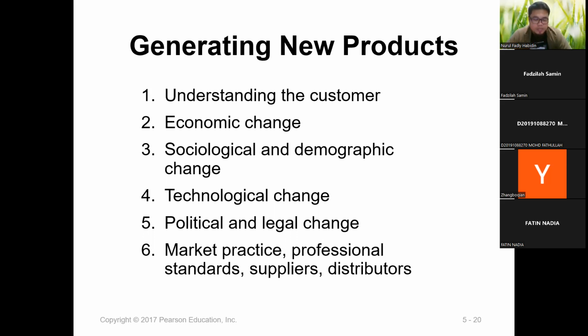All right, the last one is market practice, professional standards, suppliers and distributors. Okay, this is a requirement, right? Please remember, this is a requirement. Somehow, when you want to do segmentation and enter the market, some business lines have established practices and standardized them. So we need to follow the practice.